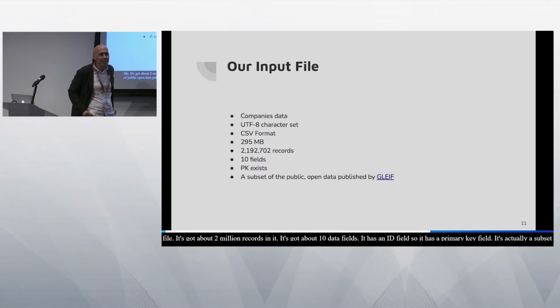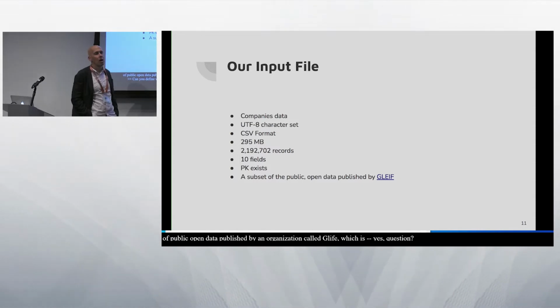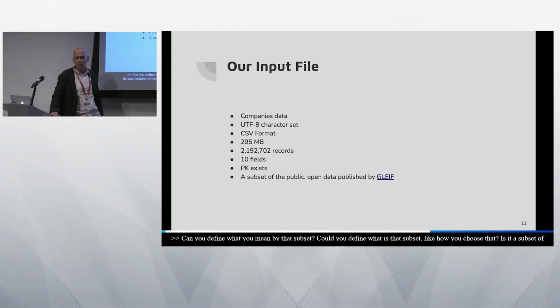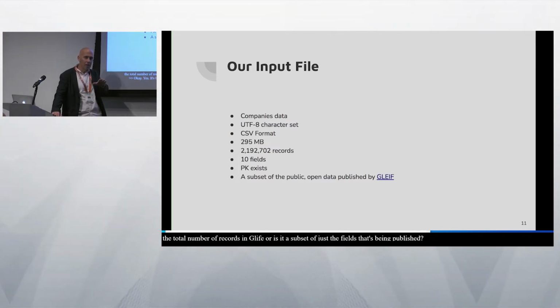Could you define what is that subset, like how you choose that? Is it a subset of the total number of records in GLEIF, or is it a subset of just the fields that are being published? Okay, yeah. So it's basically a subset of both. Are you familiar with the GLEIF data? No, I'm not, but I'm just interested in how, 2 million records, right? Is there more data, more companies out there?